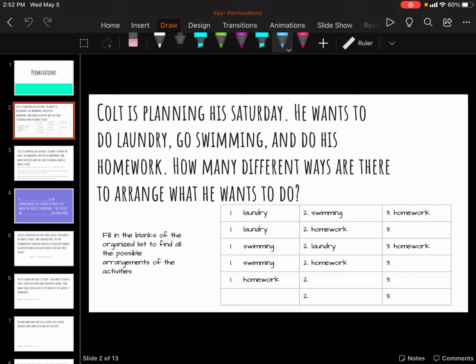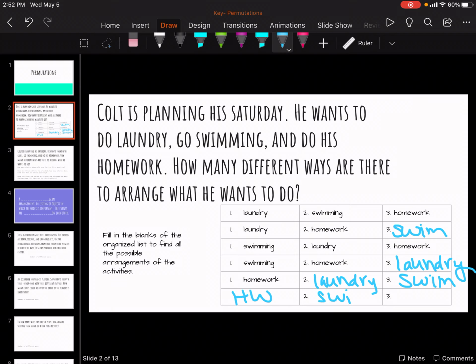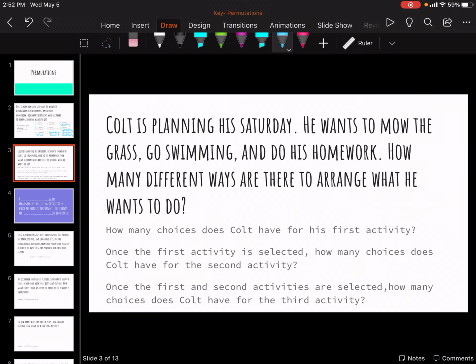So we could do laundry, swimming, homework. Laundry, homework, and then swimming. Then he could do swimming, homework, laundry. Then homework, laundry, swim. Homework, swim, laundry. Okay, so how many different ways? 1, 2, 3, 4, 5, 6.